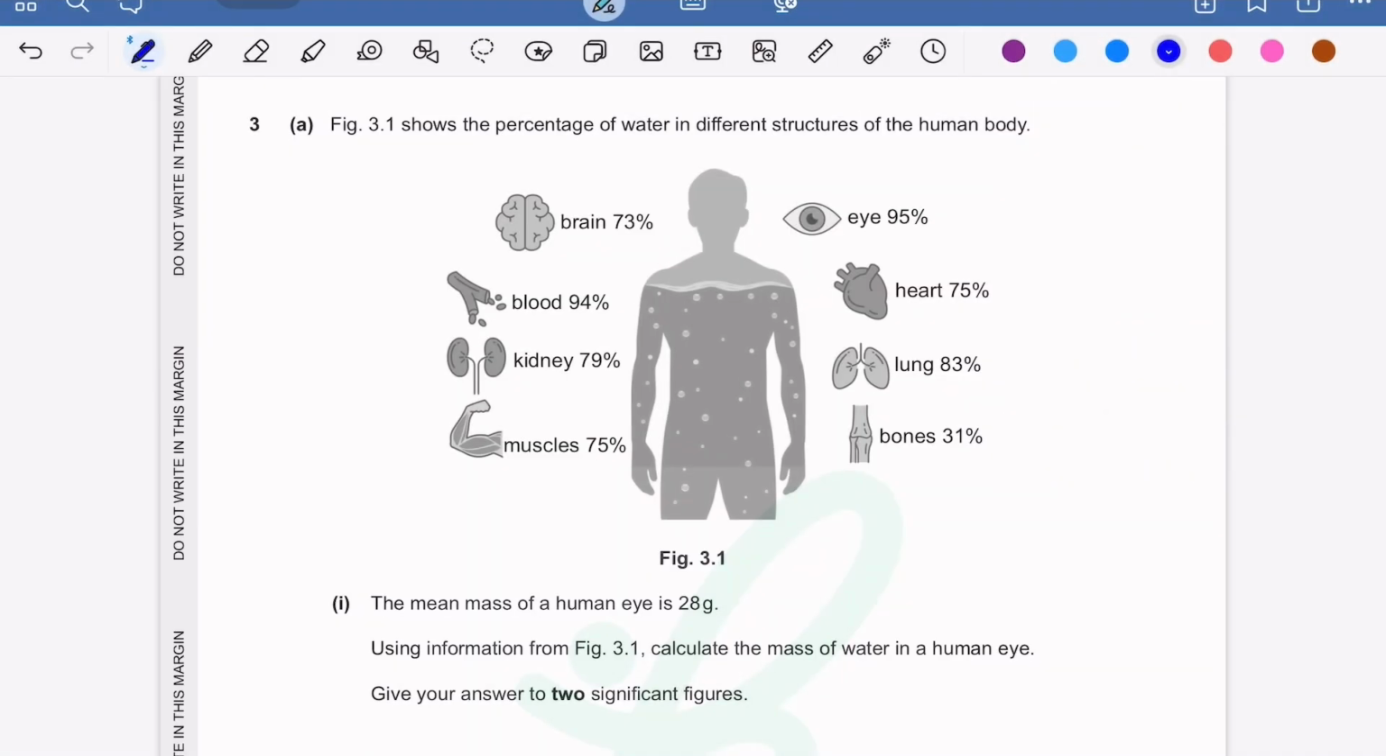Let us begin with question 3. The question says, figure 3.1 shows the percentage of water in different structures of the human body. The mean mass of a human eye is 28 grams. Using the information from 3.1, calculate the mass of water in a human eye. Give your answer to two significant figures. So let us go for it.